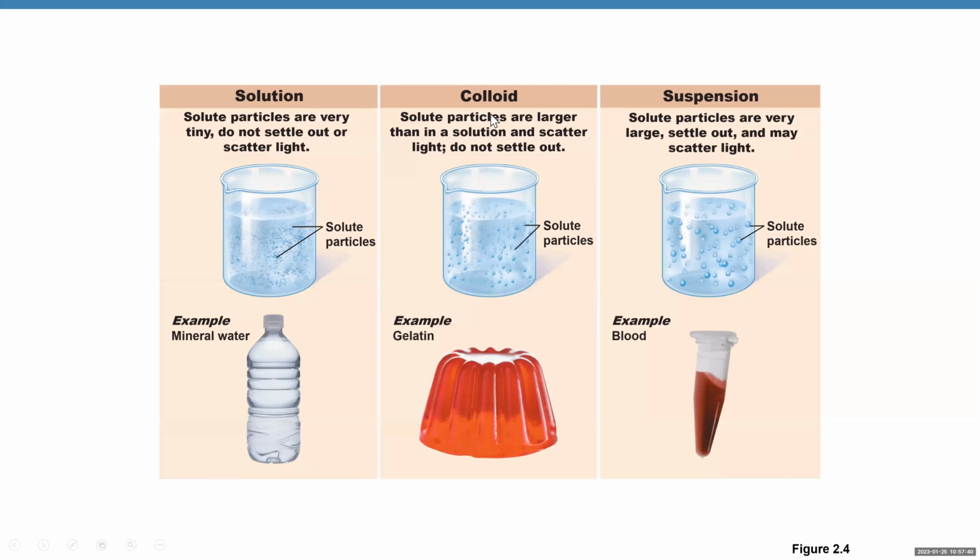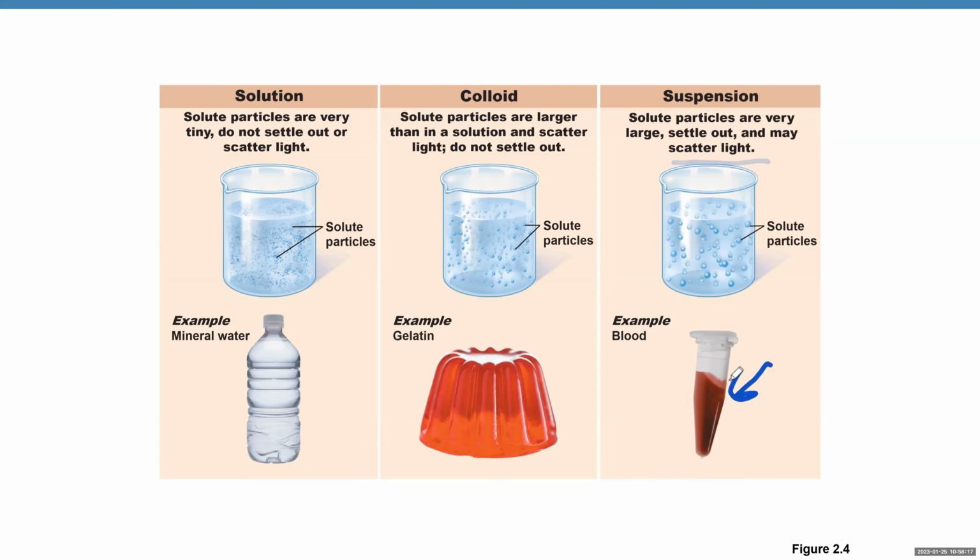So here are some other examples. In a solution, solid particles are very tiny and do not settle out or scatter light, for example, mineral water. Then we have the colloid. Solid particles are larger than in a solution and scatter light, but do not settle out. Example, gelatin. And suspension. Here they give you the example of blood as a suspension. Solid particles are very large, settle out, and may scatter light.